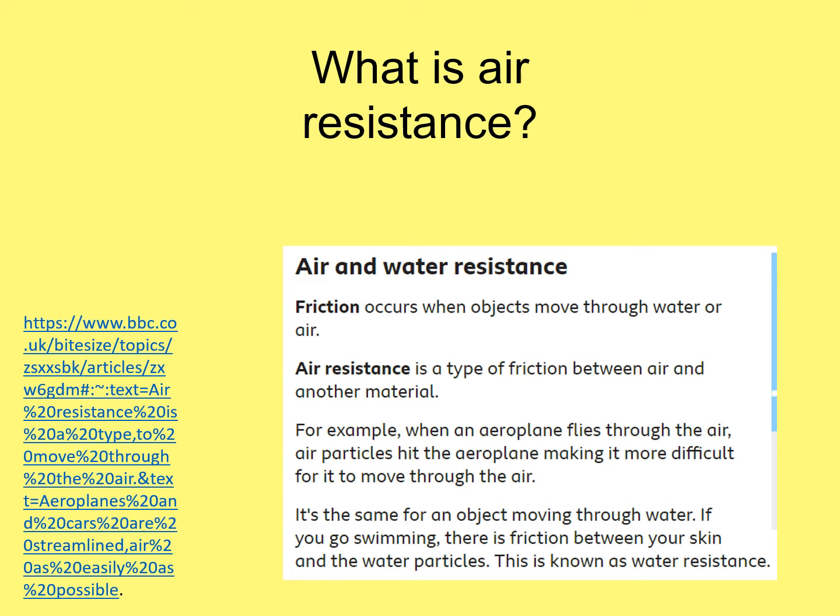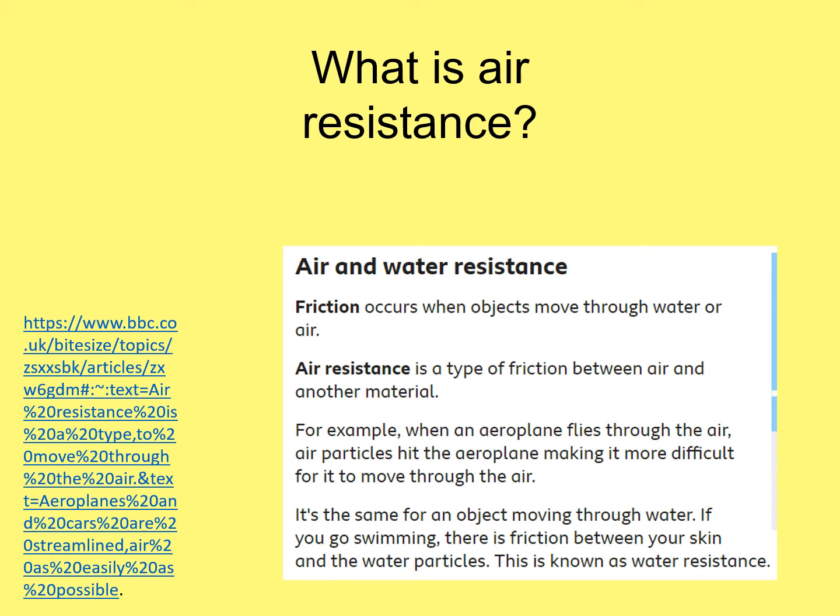What is air resistance? On the left there, you can click on the link to show you an explanation of what air resistance is. Also, if you can't click on the link from the PowerPoint, I will save the link at the bottom of the video on our YouTube channel. On the right here, a brief explanation of air and water resistance.